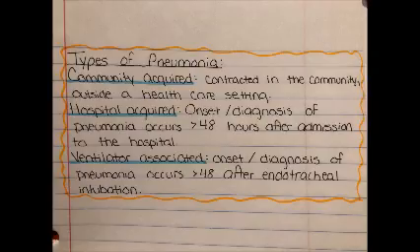There are a few different types of pneumonia. Community-acquired pneumonia is pneumonia that is contracted in the community outside of a healthcare setting. Hospital-acquired pneumonia is pneumonia with an onset or diagnosis of pneumonia that occurs 48 hours after admission to the hospital. Ventilator-associated pneumonia is pneumonia with an onset or diagnosis that occurs 48 to 72 hours after endotracheal intubation.